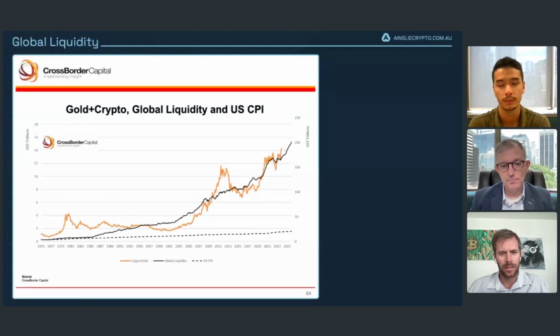Yeah, so the black line is global liquidity. The yellow line is the value of crypto and gold. And down the bottom there, the dotted line is US CPI. We're actually a little bit ahead. Well, the black line is forward-looking, of course, because we're into 2025 there. The yellow line is currently a little bit above what global liquidity is indicating is a fair value for crypto and gold, but that also does not mean that we can't get ahead of ourselves a lot further.